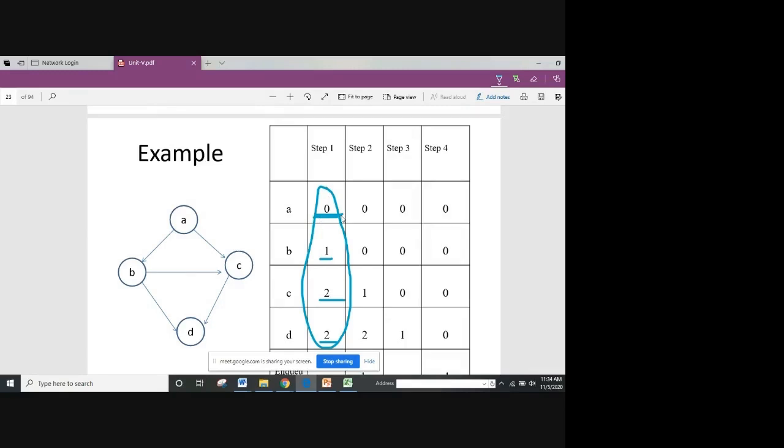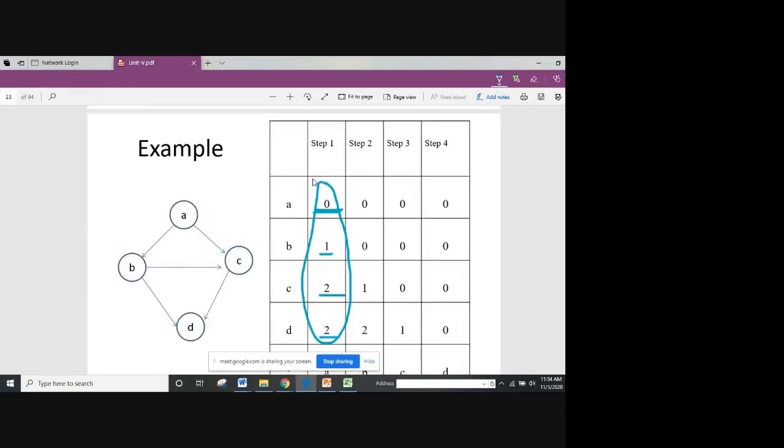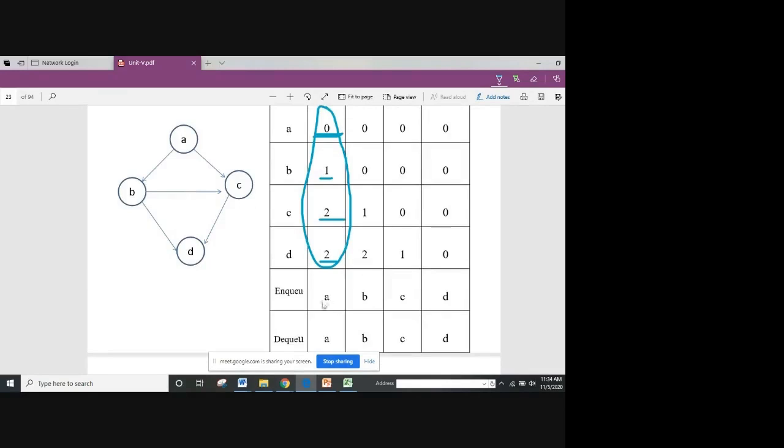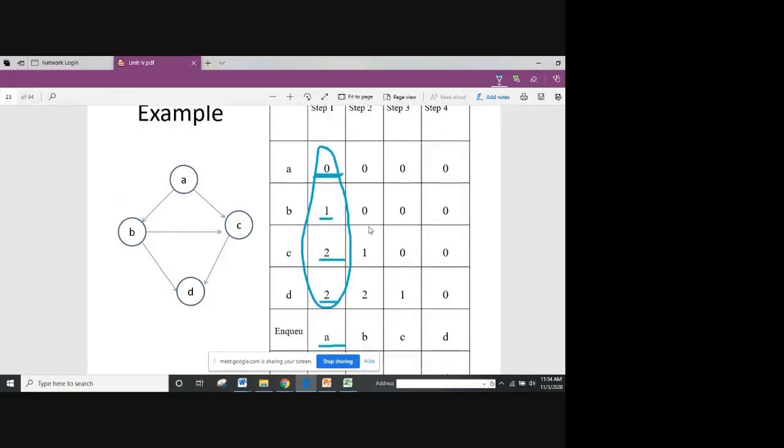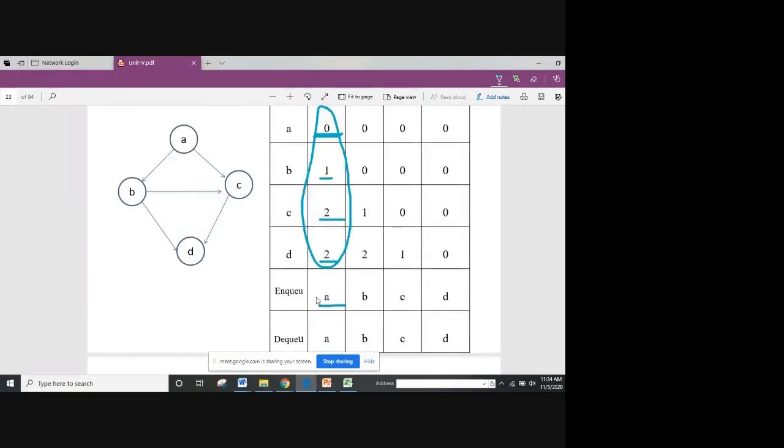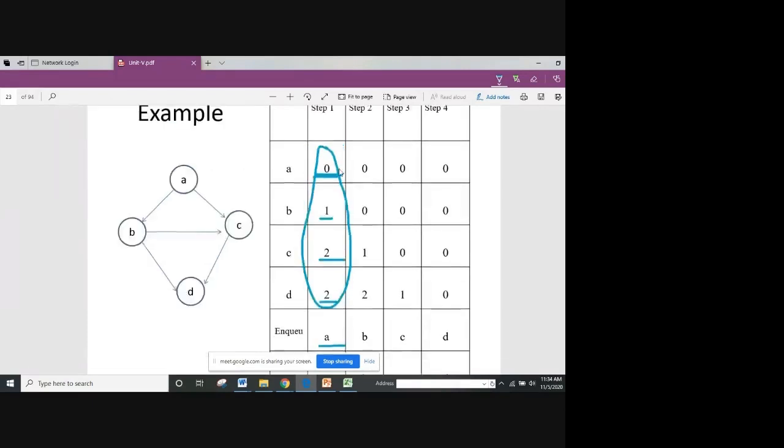A has in-degree 0. So what I will do is push A inside the Q. A I will push first inside the Q. Next step. So I have done the first step.